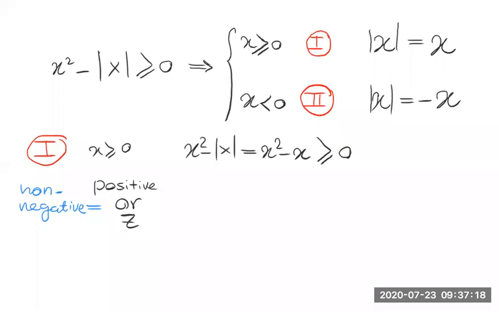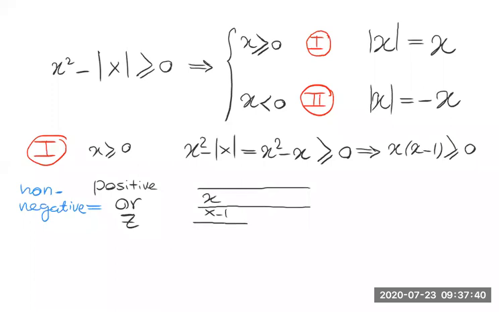The point is that I can factor this polynomial. I can write it as x times x minus 1. I make this table again. X times x minus 1. Okay? Let's look at the roots of these things. The root of the first one is 0. The root of the second one is 1. Let's show them here on this table. 0 and 1.